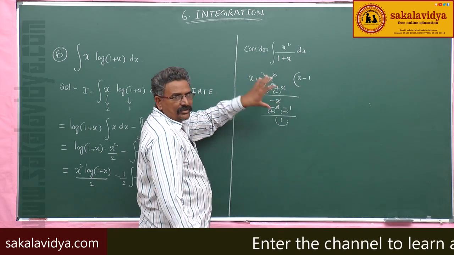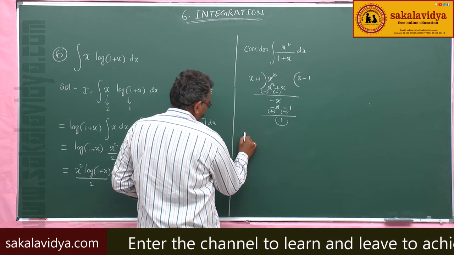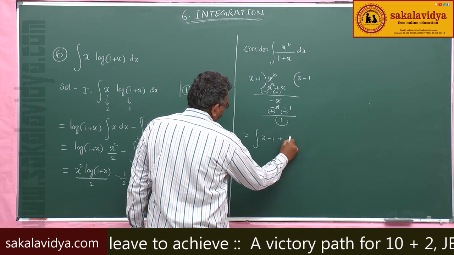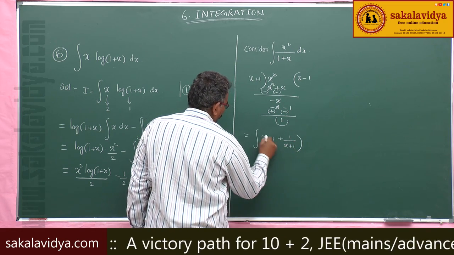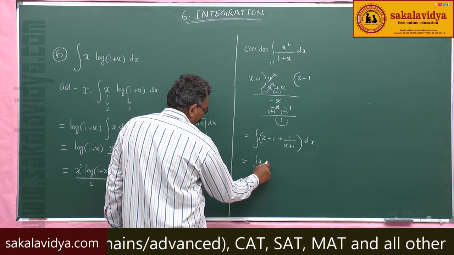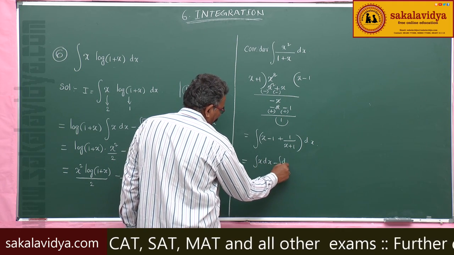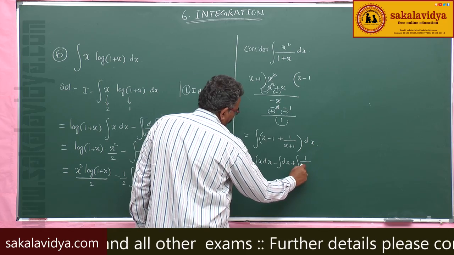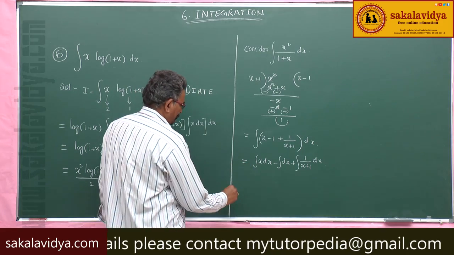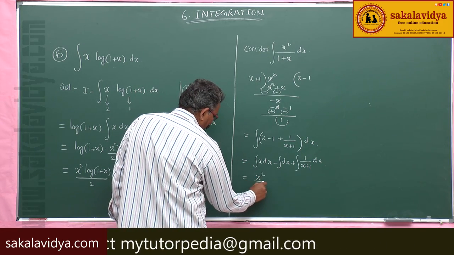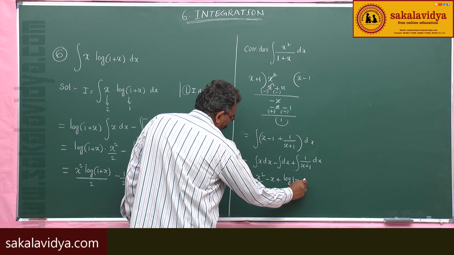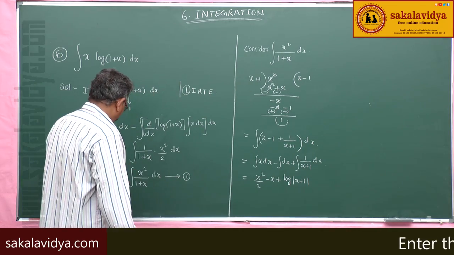Now, using this division algorithm, this can be written as the integral of x minus 1 and plus 1 by x plus 1 dx. Let us separate the integrals. Integral x dx minus integral dx plus integral 1 by x plus 1 dx. So, what is the integral of x dx? That is x square by 2 and minus x. This will be log of mod x plus 1. Now, this integral we have to replace.